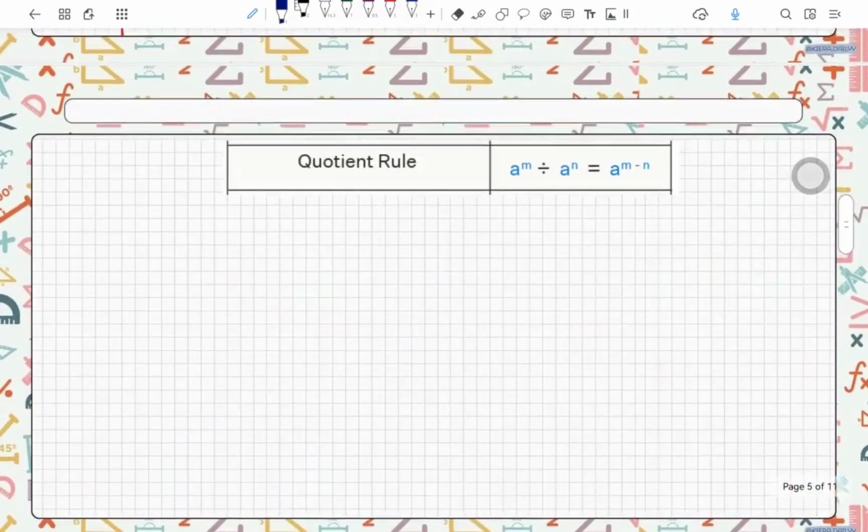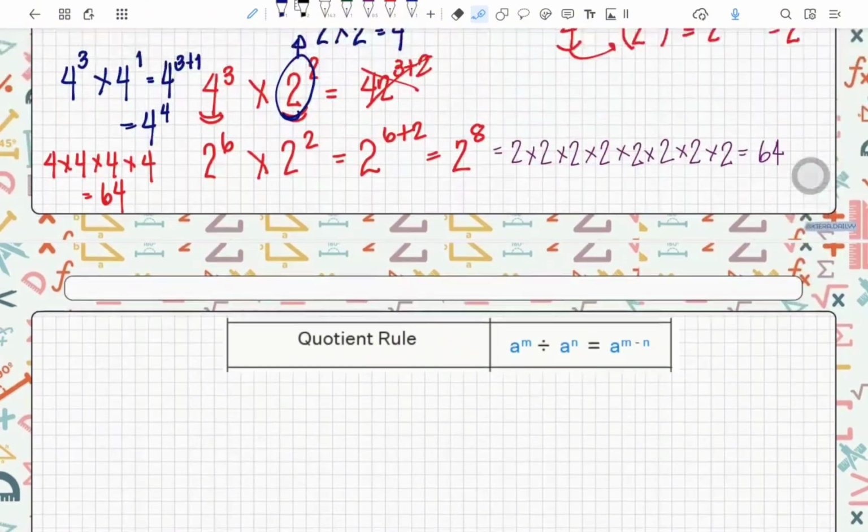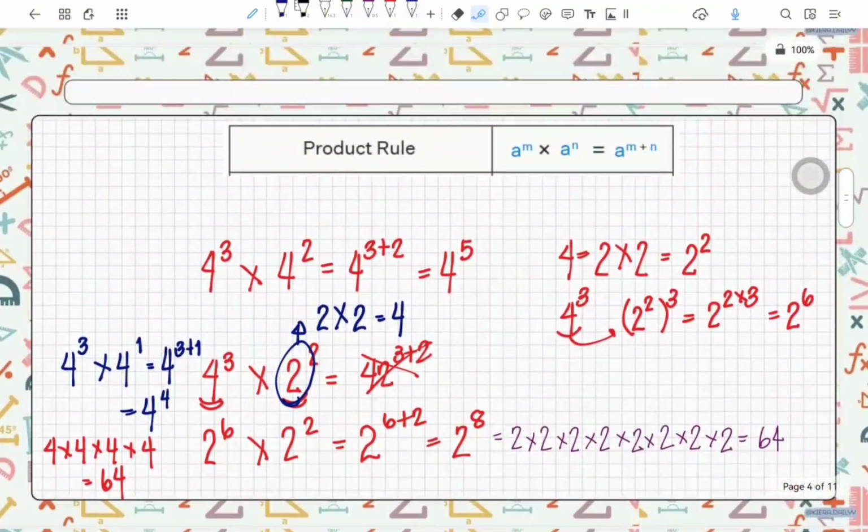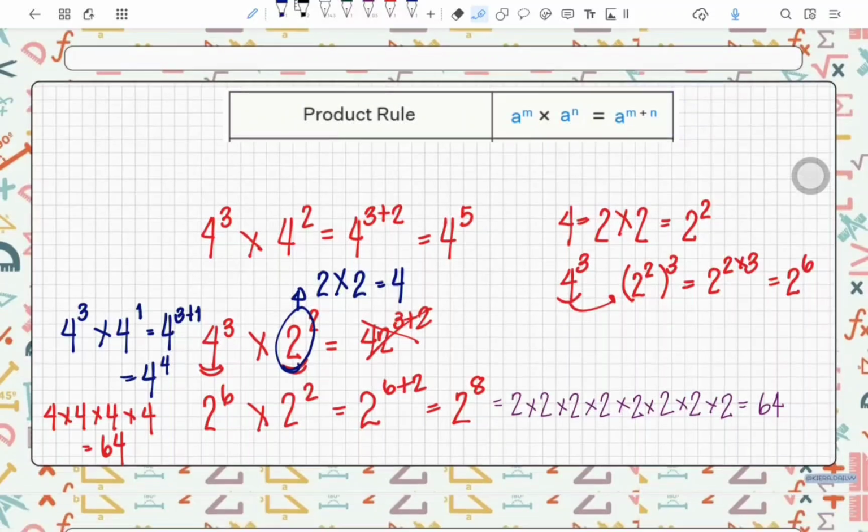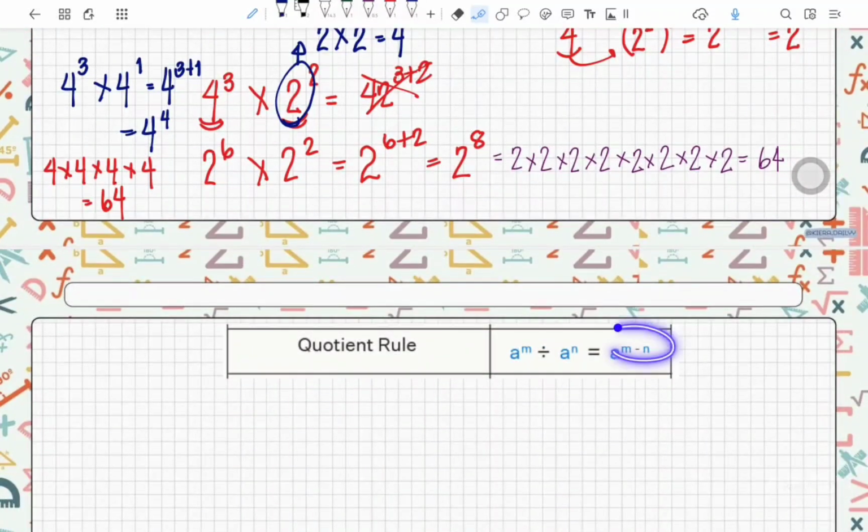Okay, let's go to the quotient rule. For the product rule, there should be the same base. This is similar to the quotient rule, the only difference is that in the product rule, we are going to add the exponents. In the quotient rule, we are going to subtract them. Again, in the product rule, we add the exponents. In the quotient rule, we subtract them.